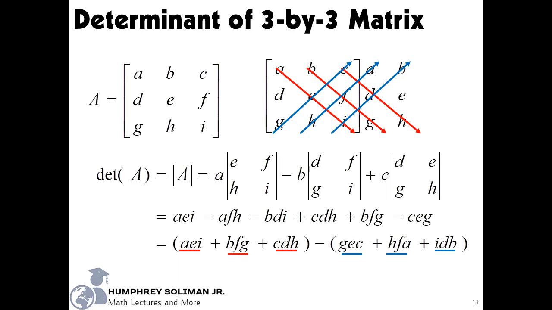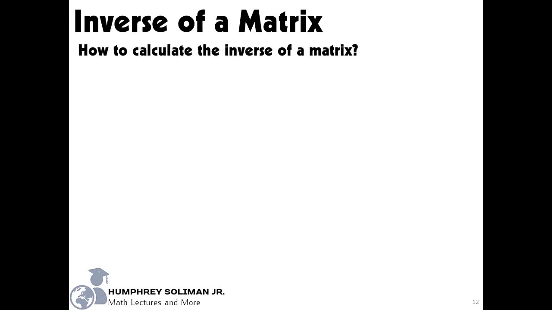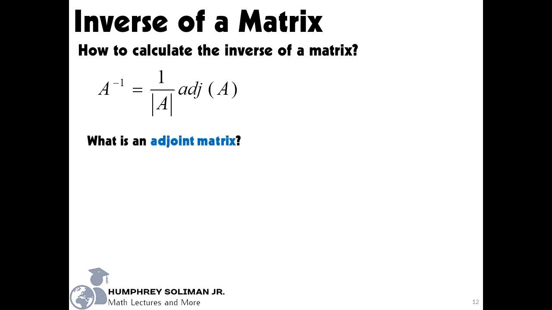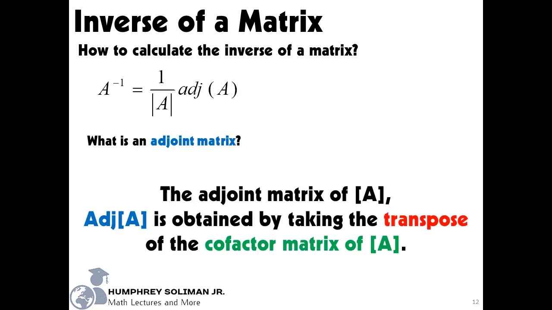Now, in finding the inverse of a matrix, we have this formula. You will see that the inverse of matrix A is equal to 1 over the determinant of matrix A times the adjoint matrix. So what is the adjoint matrix? The adjoint matrix of matrix A is obtained by taking the transpose of the cofactor matrix of A.